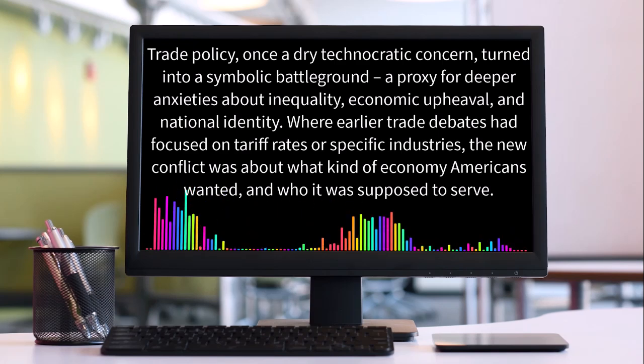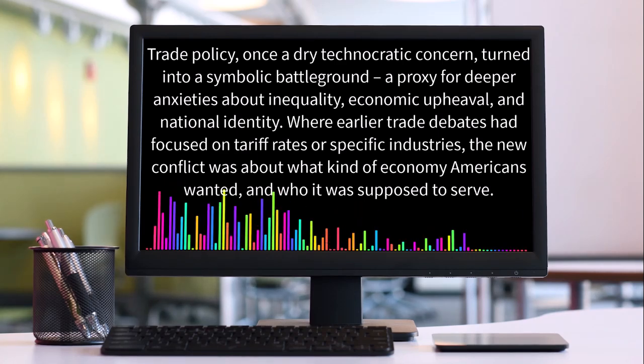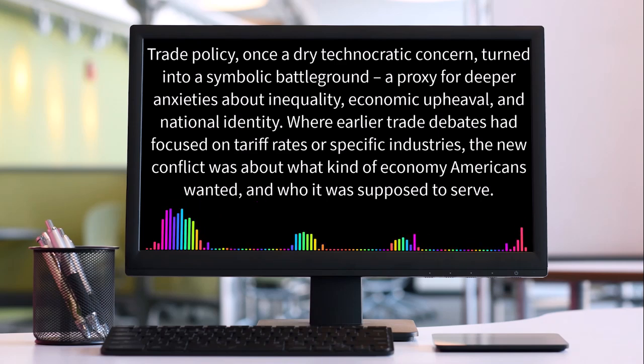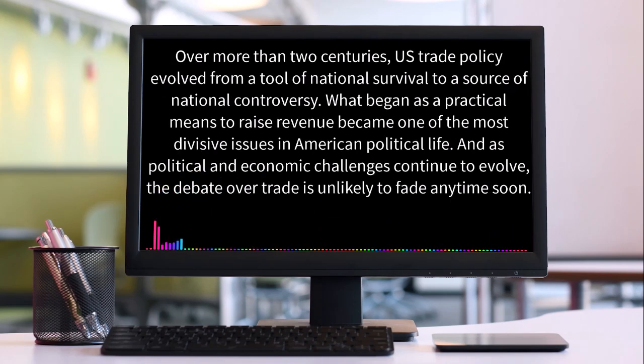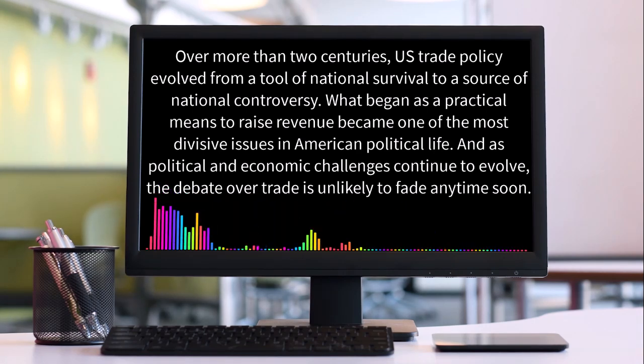Where earlier trade debates had focused on tariff rates or specific industries, the new conflict was about what kind of economy Americans wanted and who it was supposed to serve. Over more than 2 centuries, U.S. trade policy evolved from a tool of national survival to a source of national controversy. What began as a practical means to raise revenue became one of the most divisive issues in American political life. And as political and economic challenges continue to evolve, the debate over trade is unlikely to fade anytime soon.